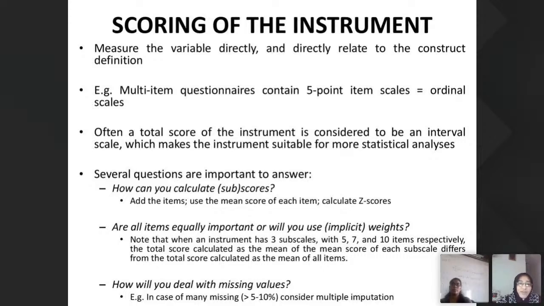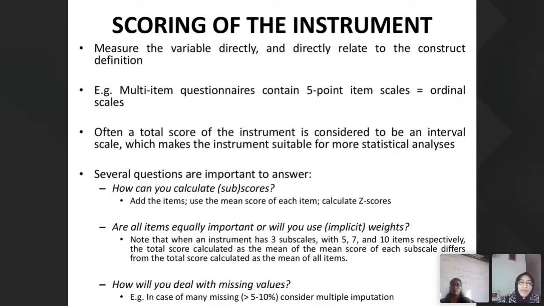This is what I have mentioned before. The total score calculated as the mean of the mean score for each subscale will be different than the total score calculated as the mean of all items. So if you want to measure attitude towards something, and you have 10 items under attitude, whether you would like to see each item tested individually with the mean, or you would like to add all 10 and get a certain score, and that score will have a category. You will develop a category, either two categories or three categories, whether poor, moderate, good attitude, or just poor or good attitude. So this must be taken in detail.